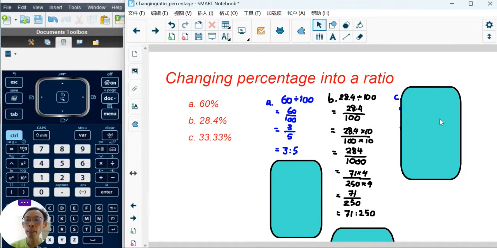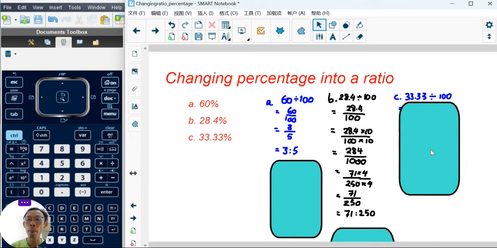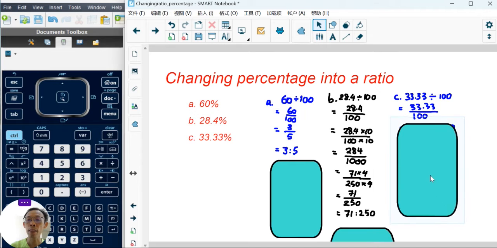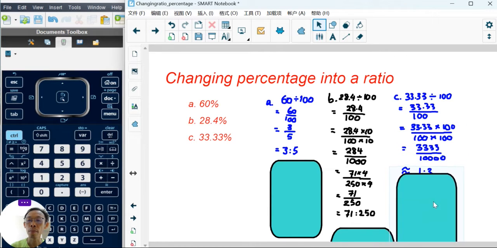In C, 33.33, what we do is the same thing. We're going to divide the number by 100, and then we get 33.33. So there are 2 decimal places here, so we have to multiply this by 100 to get 3,333 over 10,000. And if you try to simplify this, you will see that this is roughly 1/3. So we can try this here.